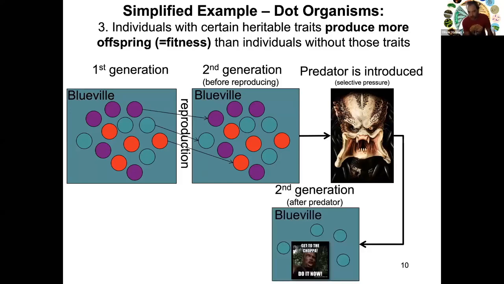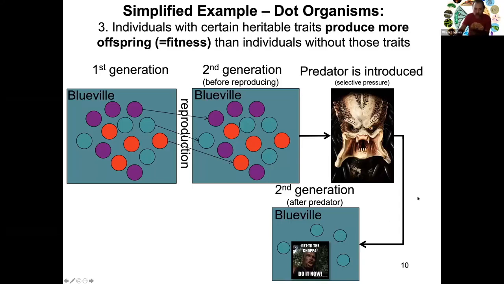And as a result, all the purple and red individuals get eaten because they're just easier to see in this environment. And so those blue individuals are sort of like the Arnold Schwarzeneggers of the population. They blend in really well with their environment. They're able to hide from the predator and survive. And so in this second generation after predation, it's just the blue individuals that are left in the population.